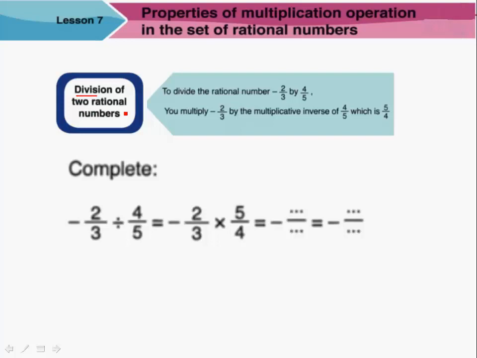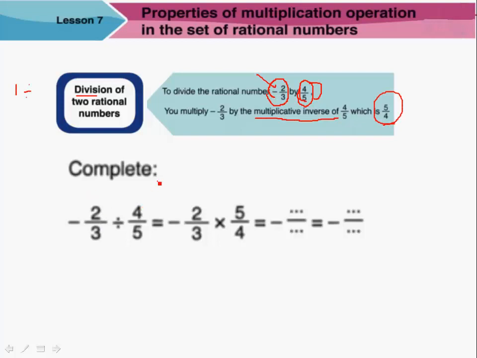Division of two rational numbers. We have two rational numbers and we will make a division. To divide the rational number minus 2 over 3 divided by 4 over 5, you multiply minus 2 over 3 by the multiplication inverse of 4 over 5, which is 5 over 4.